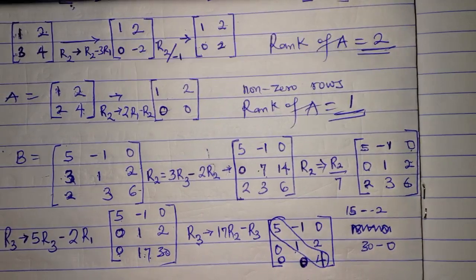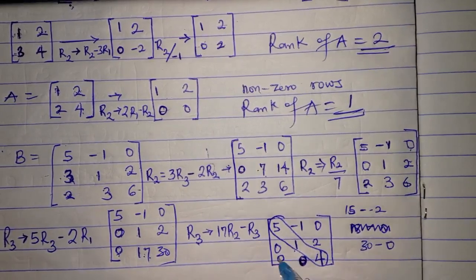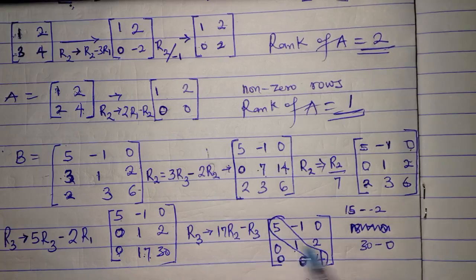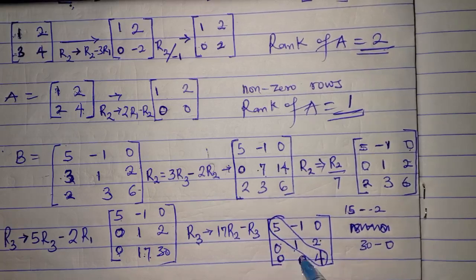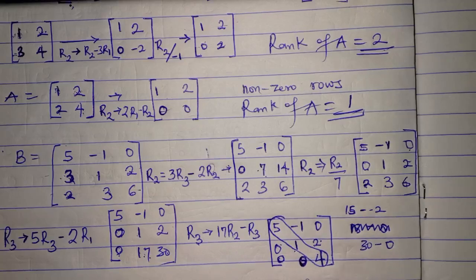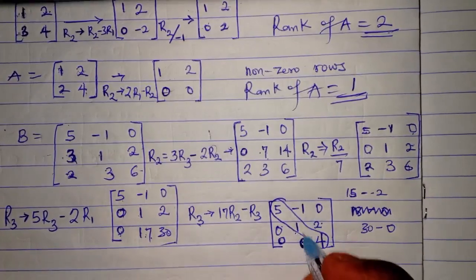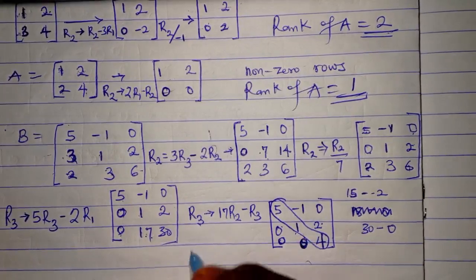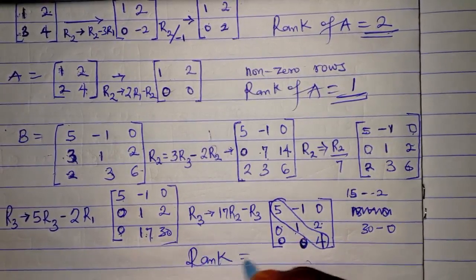Are you seeing it? There is no situation where all of the elements in a row are 0. Some of the rows have 0 elements, but not all elements in that particular row are 0. And for that reason, the maximum number of non-zero rows is 3. So I can say that the rank of this matrix is equal to 3.